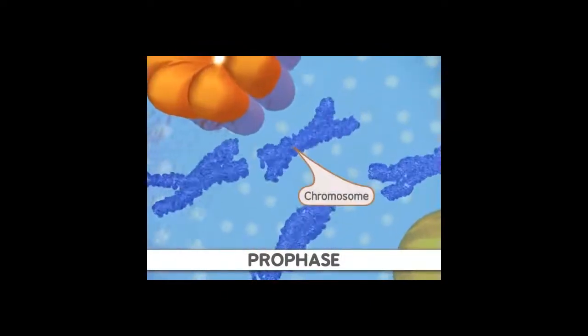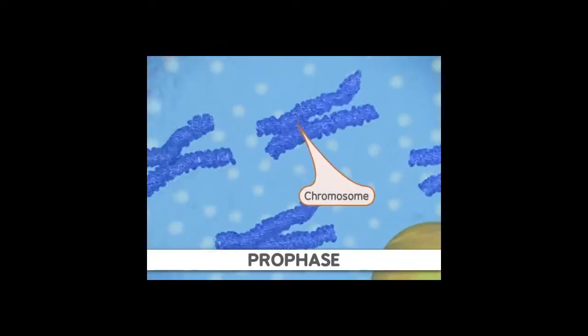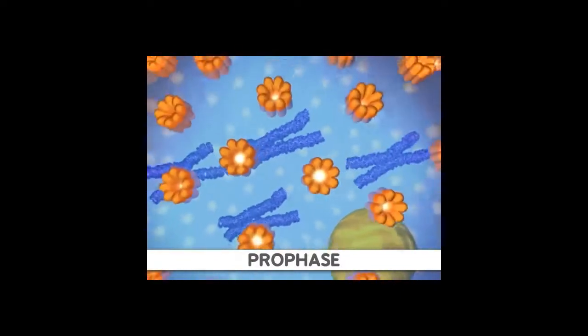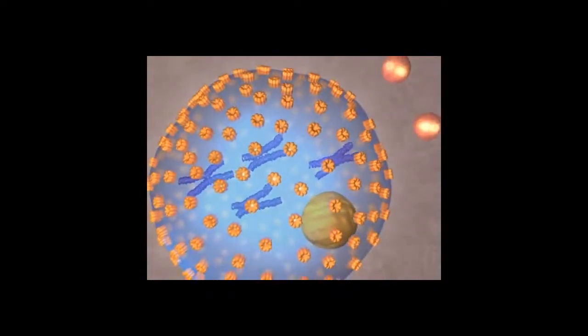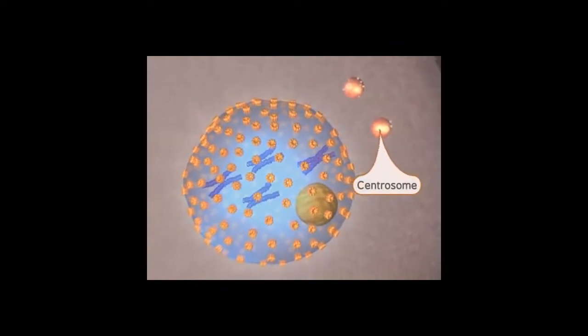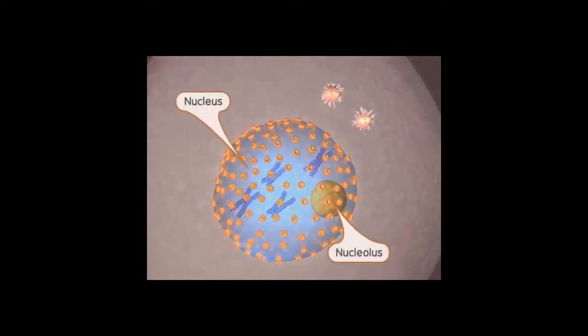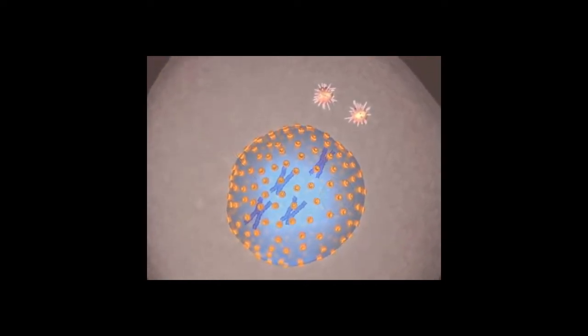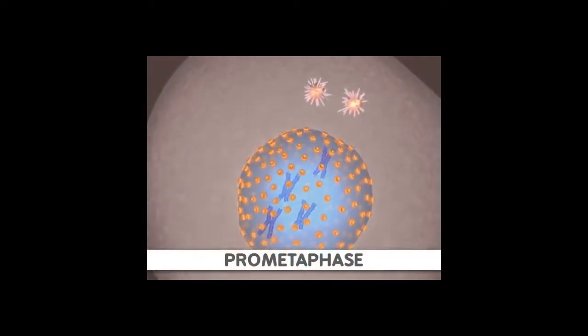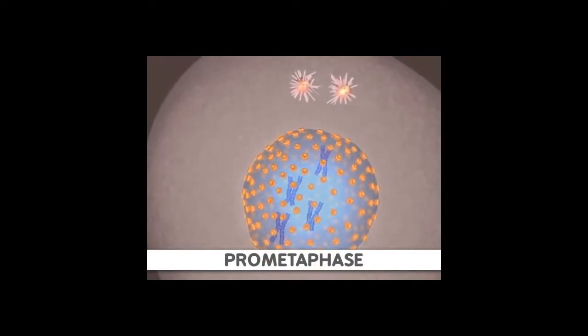This occurs through a condensation process. At the same time, protein strands called microtubules appear from the centrosomes in animals. Finally, a structure found within the nucleus, the nucleolus, disappears. Next, prometaphase begins when the nuclear membrane is broken down.